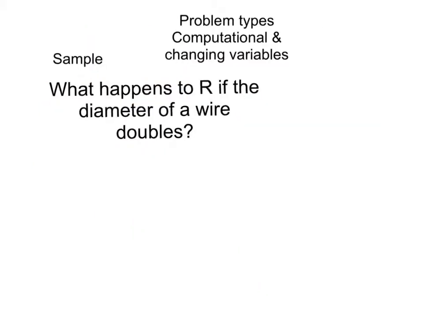Now there's two types of problems we're going to see. We're going to see computational problems, and we're also going to see changing variable types of problems. Computational: straightforward computation, do the math. A sample problem where you change variables is going to be one like the one written below. What happens to R if the diameter of a wire doubles? Well, if the diameter doubles, then we know that area is going up. So therefore R is going to go down. But we have to figure out now how much.